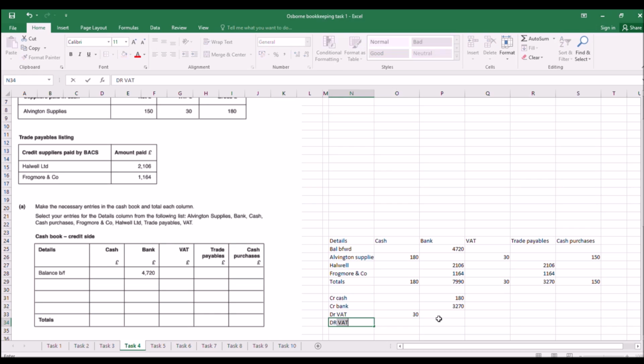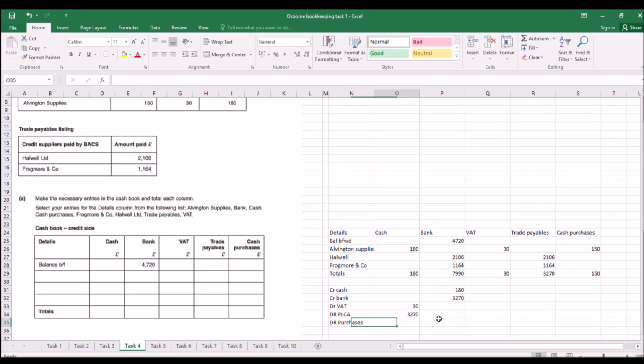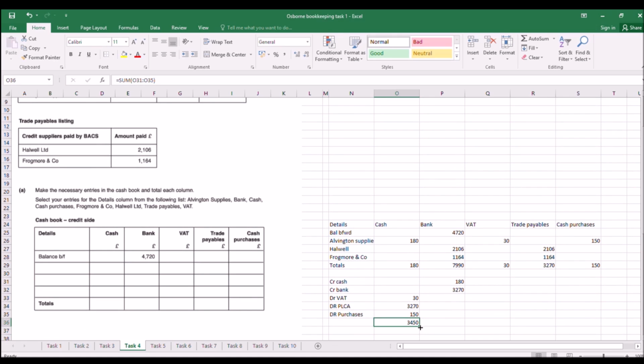And we're going to debit our purchase ledger control account in the general ledger, and that's going to be 3270. And we're going to debit our purchases 150. Okay, so that would be the journal that we posted from this posting in the cash book into the general ledger.